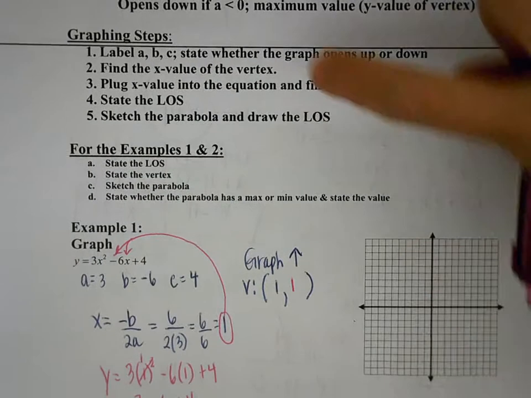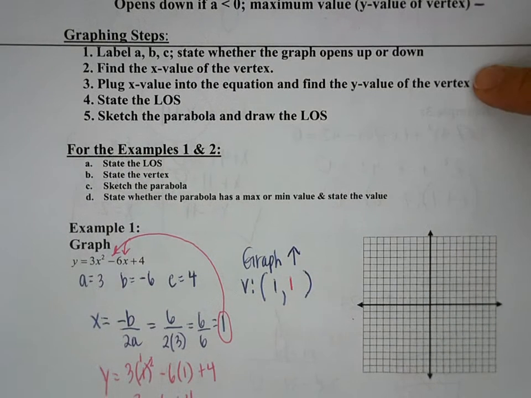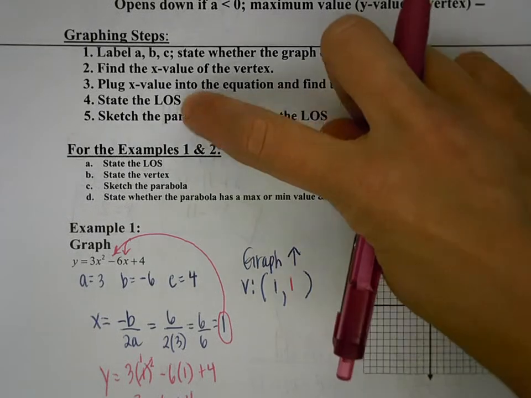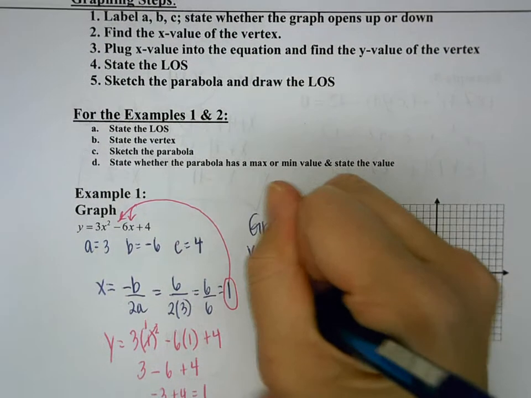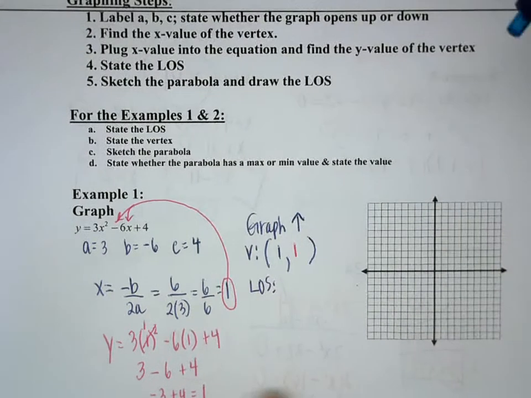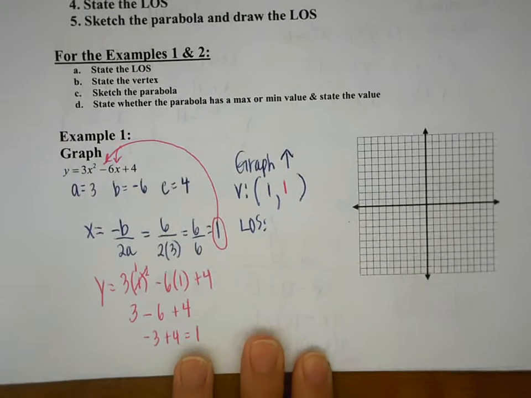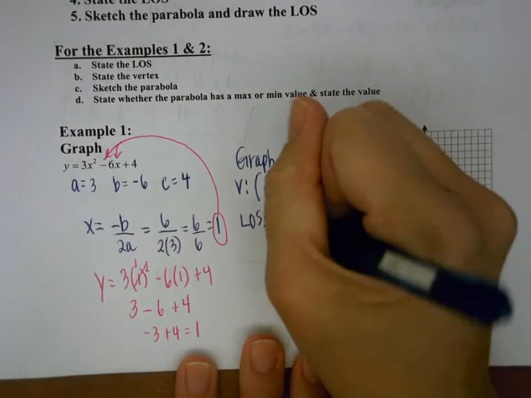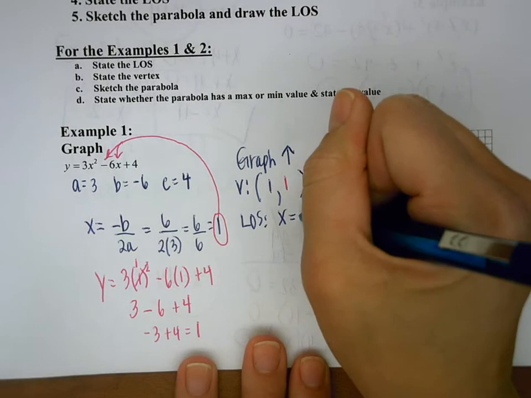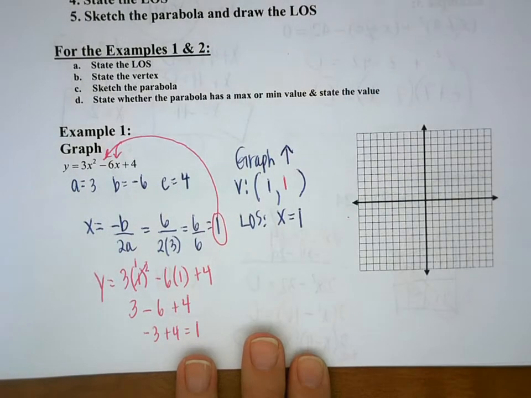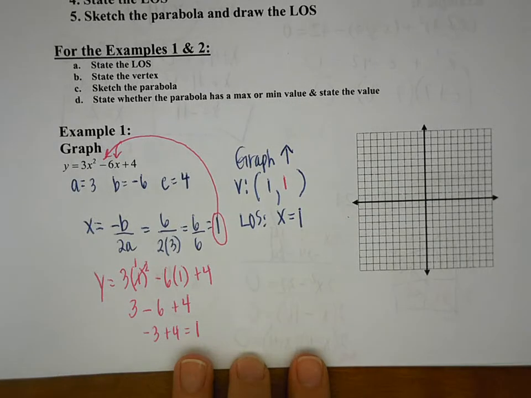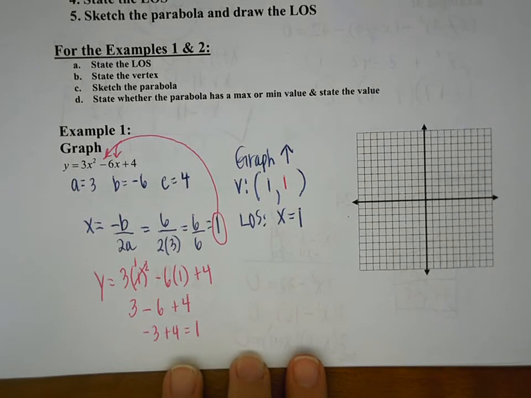Okay, so we found the x value of the vertex, we found the y value of the vertex, and then we want to state our line of symmetry. So I'm going to write LOS for line of symmetry, and the line of symmetry is always an equation, and it's going to be x equals 1, because the x value of my vertex was 1, right? And then now we're going to graph.